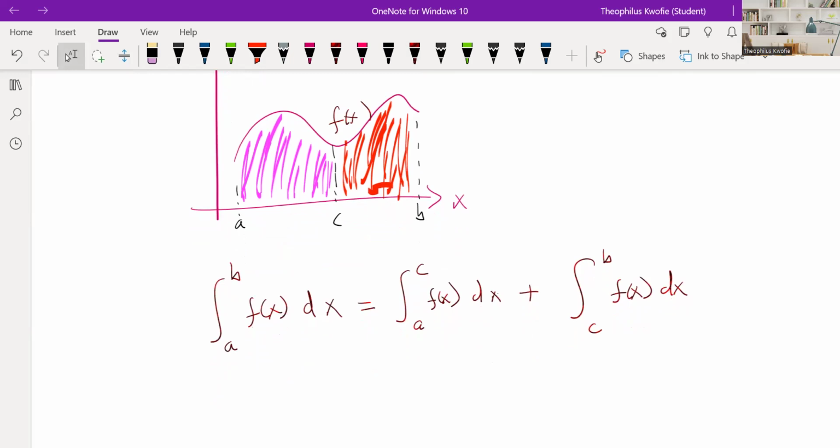And this is a very important result. So please, I want us to take note of that. It's a very, very important result. So please, let's take note of that.